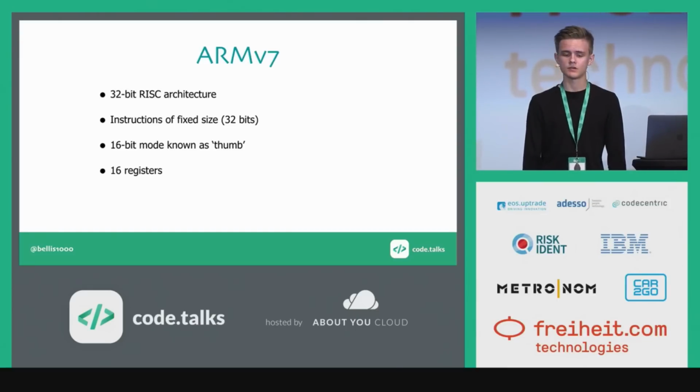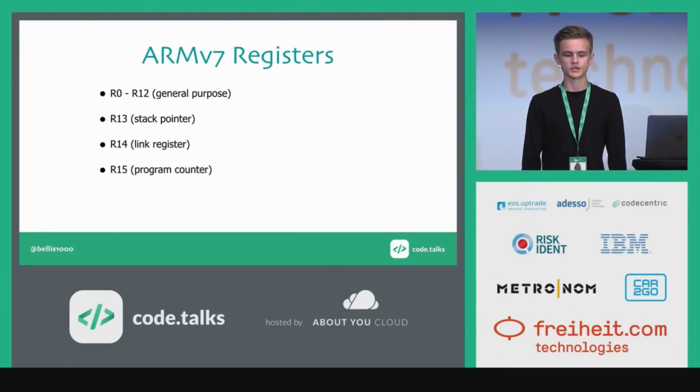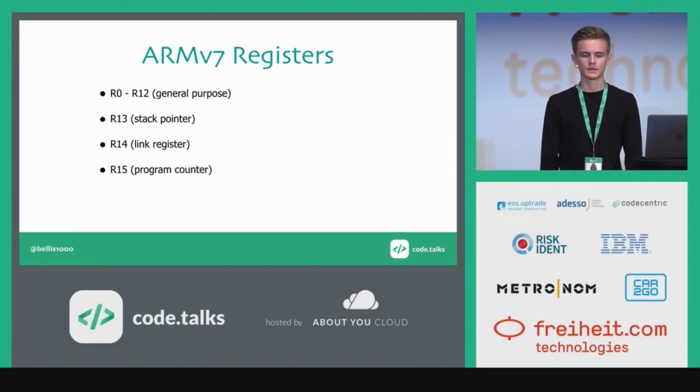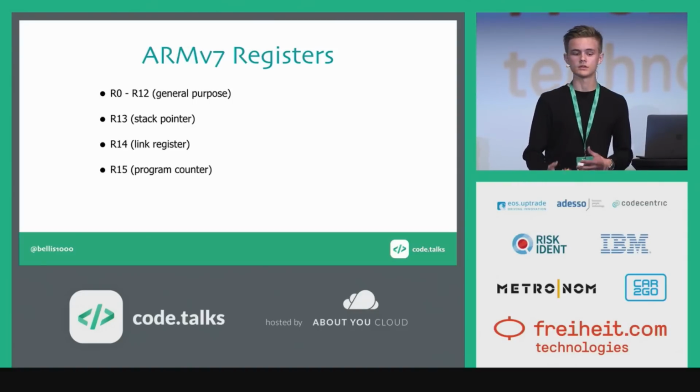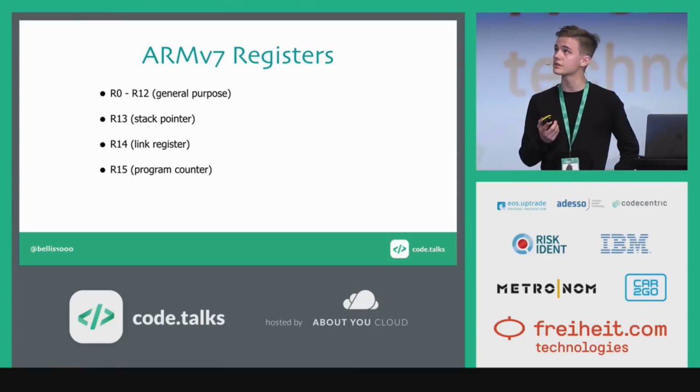And you have 16 main registers that you need to know about as an assembly programmer. These registers are labeled from R0 up until R15. Now the first 13 of those, R0 to R12, are all general purpose registers, so you can use these to hold any values that you need for calculations. And the first few of those are used to pass arguments to functions.